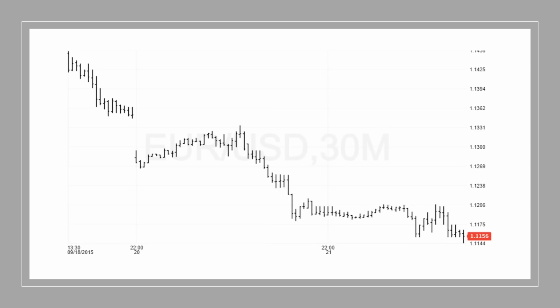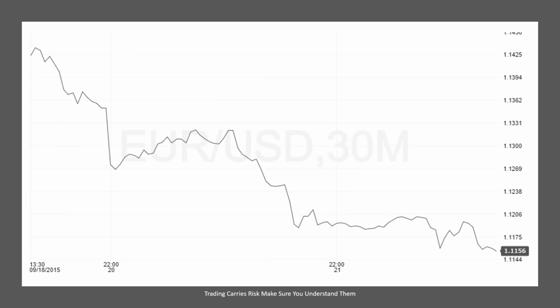A bar chart, so now we're looking at a bar chart for the Euro US dollar 30 minutes. That means a bar is placed on the chart every 30 minutes. Each one of those bars, those up and down lines you're seeing, is the open, the high, the low, and the close for that 30-minute period. This chart on your screen is the exact same time frame as this chart. Now you can see the line chart doesn't really give you much information. It just gives you a general look at where price had moved over the day.